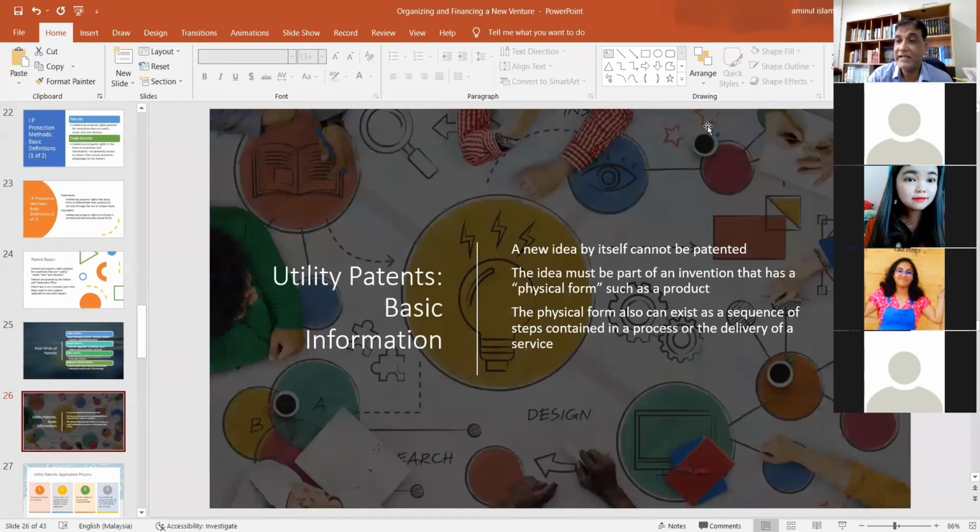A new idea itself cannot be patented. That you have to remember. The idea must be part of an invention in physical form. So if you want to patent it, it has to be something physical. Then only it can be patented. Okay. All right.